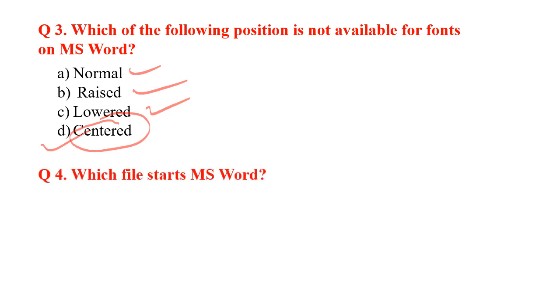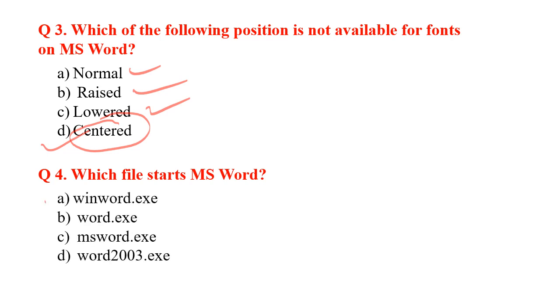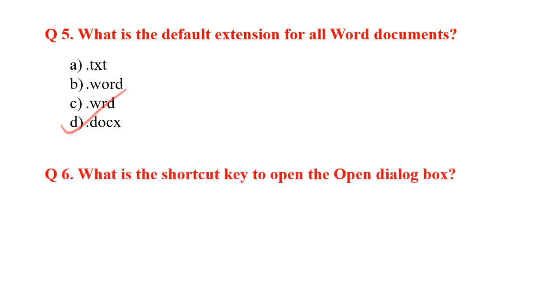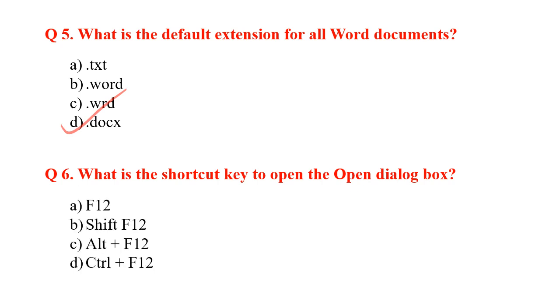Now, next question. Which file starts MS Word? So the first option is the right answer, winword.exe. Question number 5. What is the default extension for all Word documents? The right answer is .docx. Next question. What is the shortcut key to open the open dialog box? Look at the options. A F12, B Shift plus F12, option C Alt plus F12, option D Ctrl plus F12. The right answer is Shift plus F12. That is Shift plus F12.